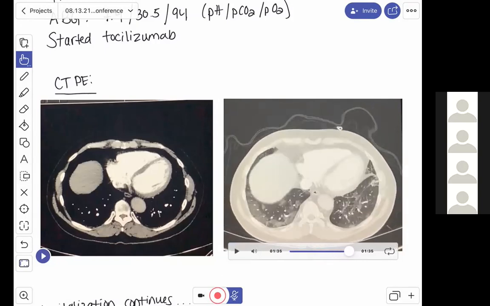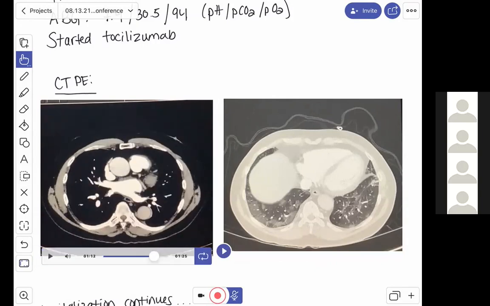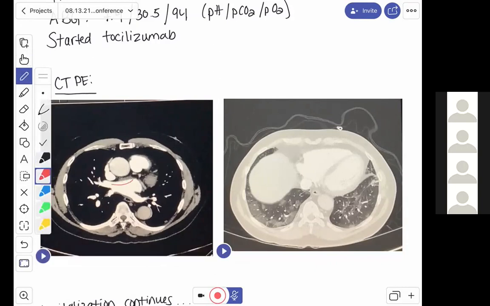Okay. Who wants to take a stab at telling me what's going on in these two images? First question, does he have a PE? Yeah, not a large one. We see his pulmonary vasculature here. Everything is patent.